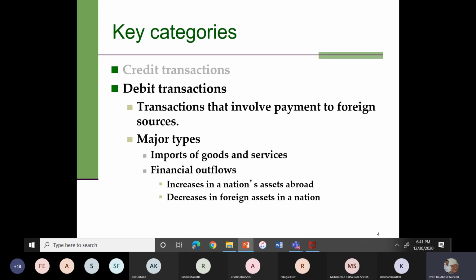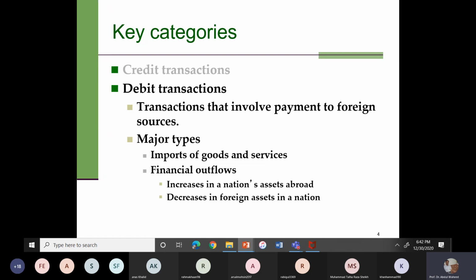And in case of debit transactions, we have to make payment. So any transaction that involves payment to foreigners, okay, that will be recorded as a debit transaction with negative entry. And suppose we import a good, if we import a car, then we have to make payment, and this would be recorded as a debit transaction with negative sign in balance of payment.